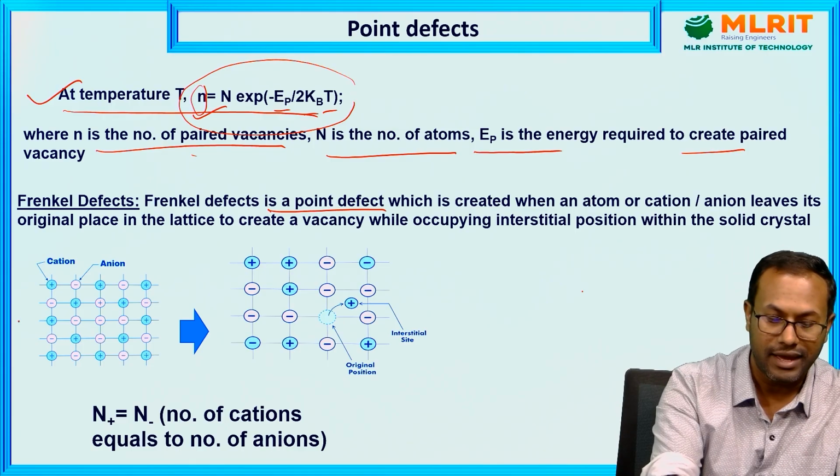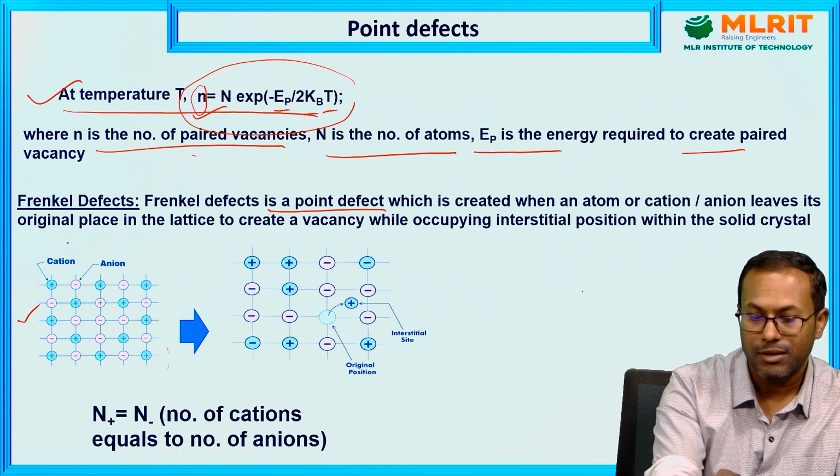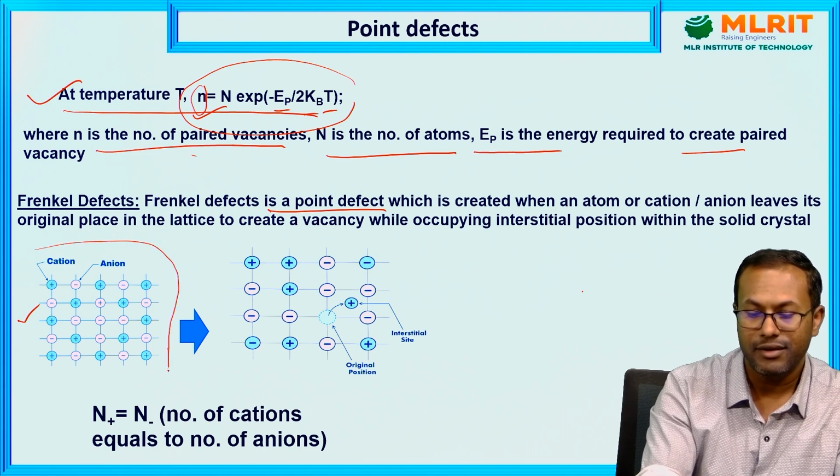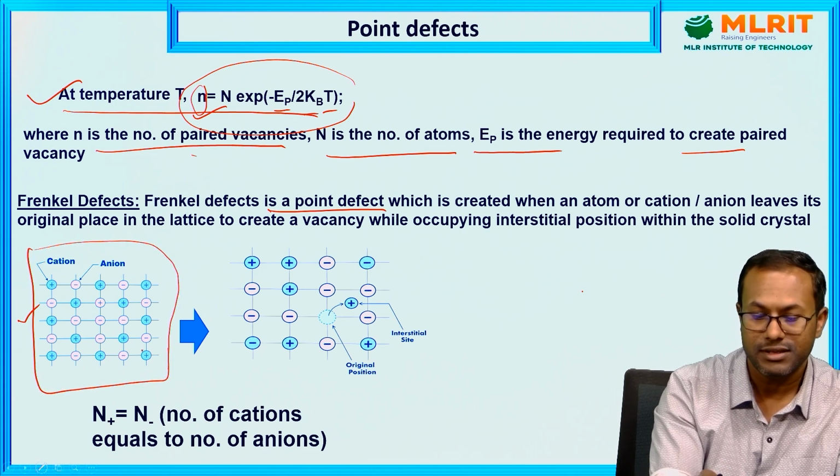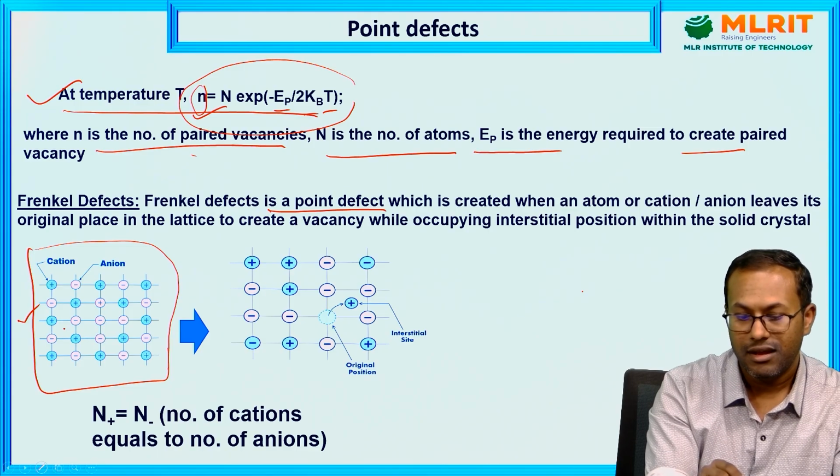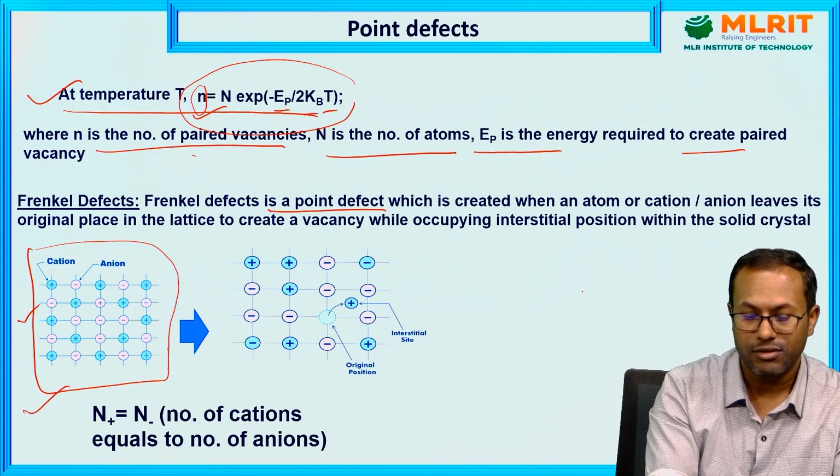First come to the diagram. Without defect, this is a crystal structure. It is also applicable for ionic crystals. So without defect, this is the structure. It is symmetric. Numbers of cations and anions are placed in a symmetric form. Without defect, this is the diagram.